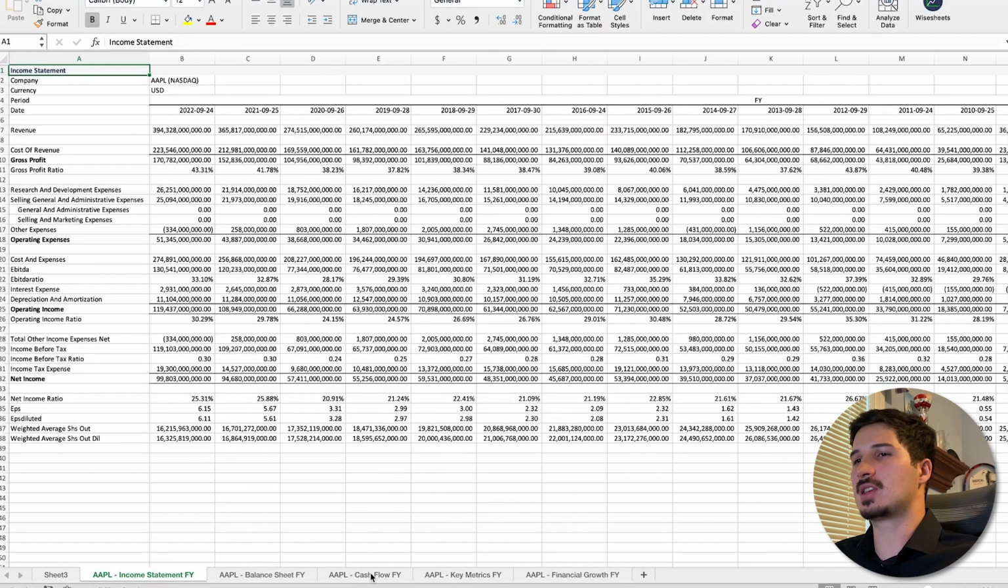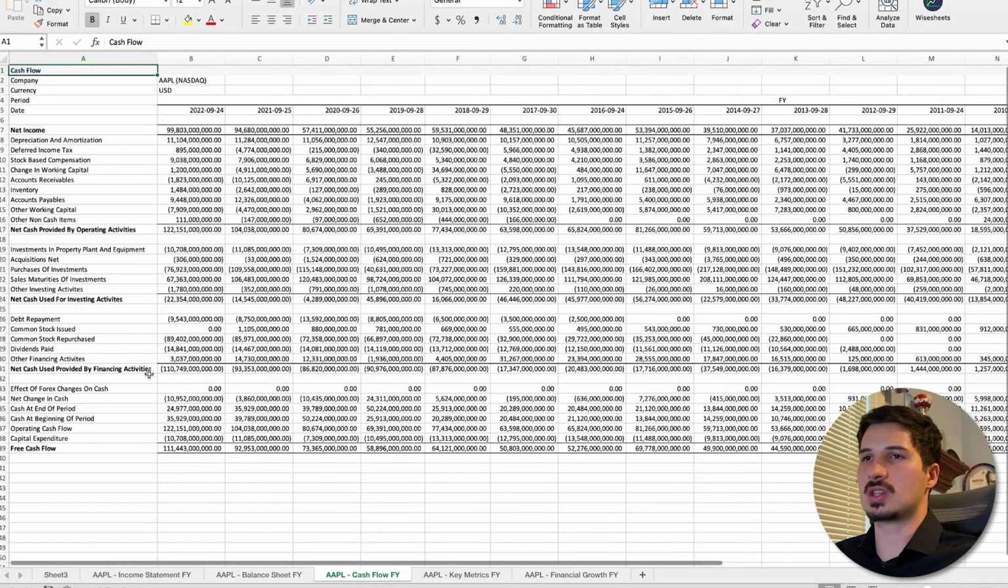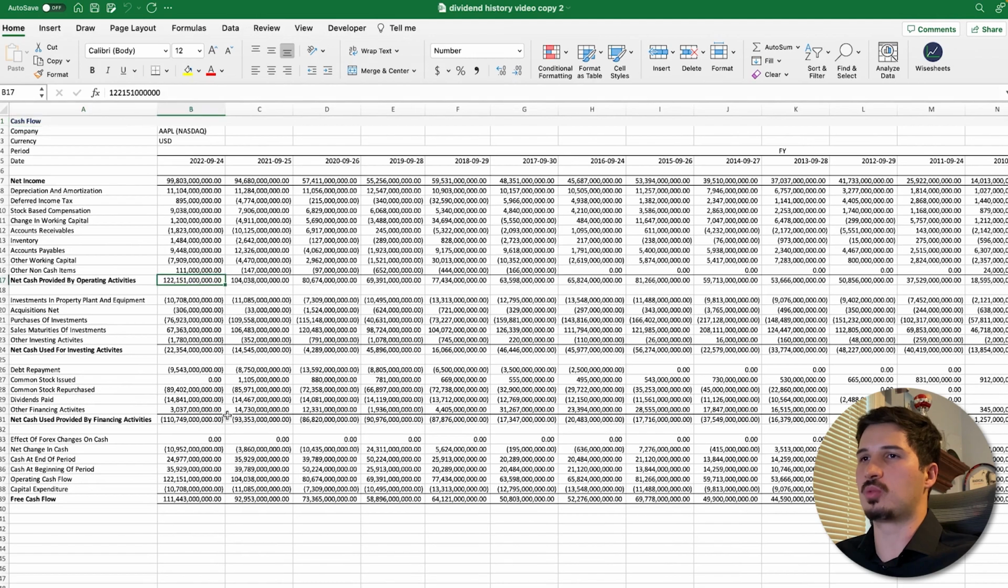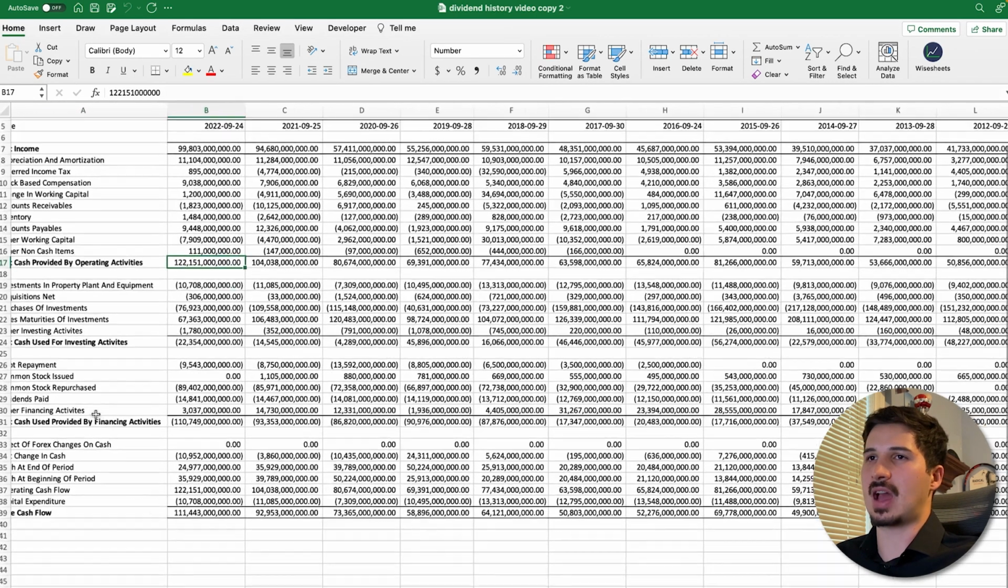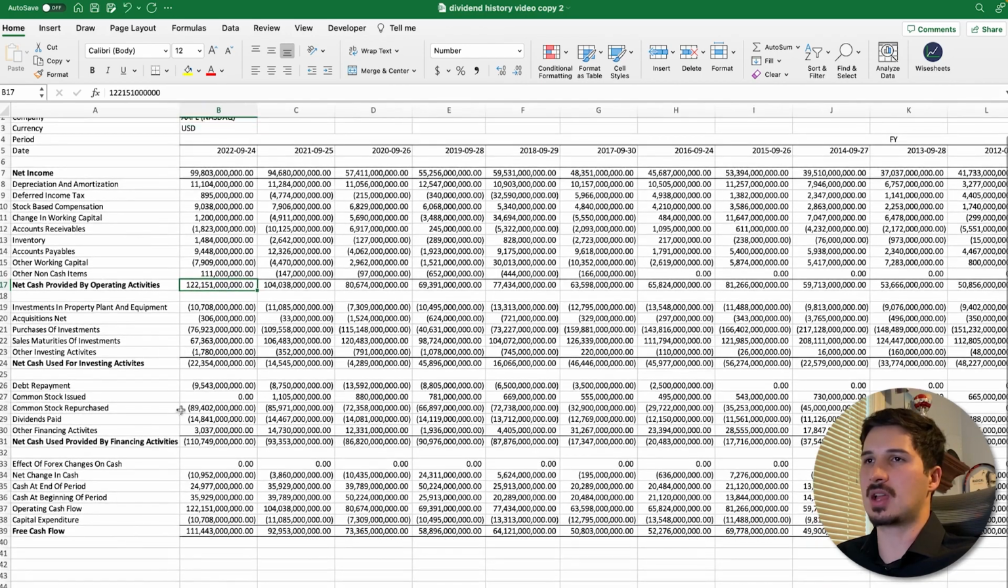If you click right here on the cash flow statement, you will see net cash provided by the operating activities. This is the operating cash flow, and you can see how this is calculated step by step. So it's basically taking the net income of the company, adding all of the different items that we talked about, and that provides you with the cash flow that the company generated just from the operating activities.